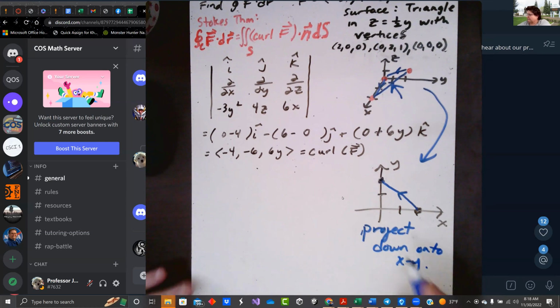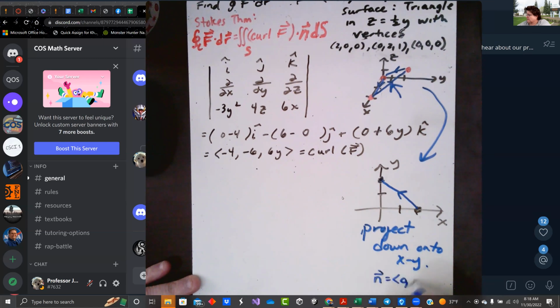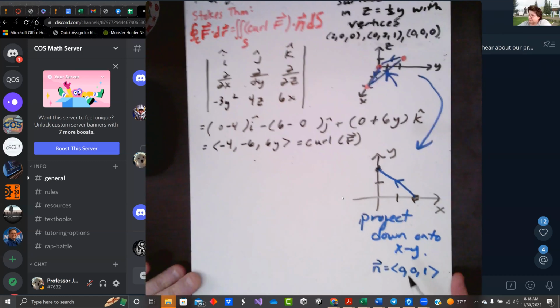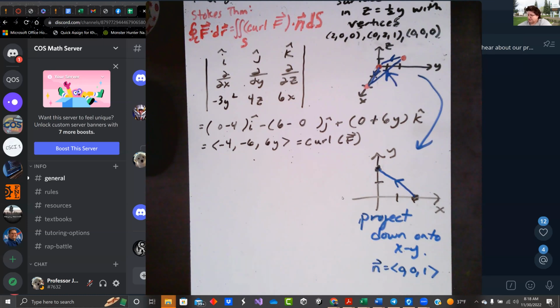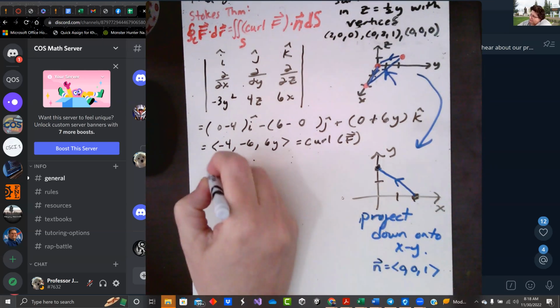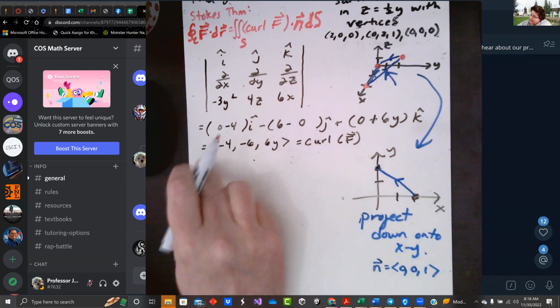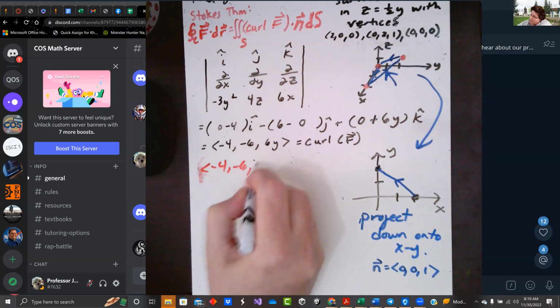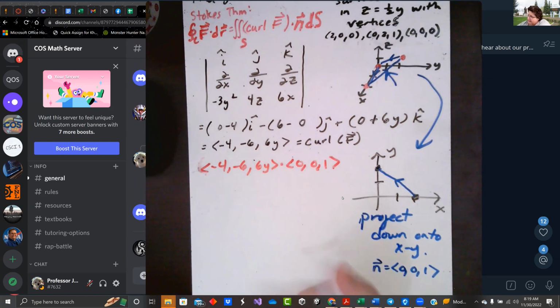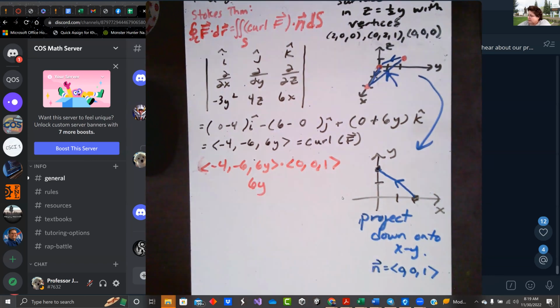Which is convenient because n for the XY plane is 0, 0, 1. So what would the limits be if we do that projection? If we do the curl, let's see what curl of F dot n looks like. We're going to have negative 4, negative 6, 6y dotted with 0, 0, 1. The integrand is going to be just 6y. That's what's on the inside of the integral.